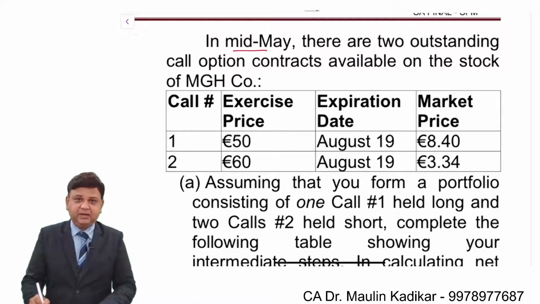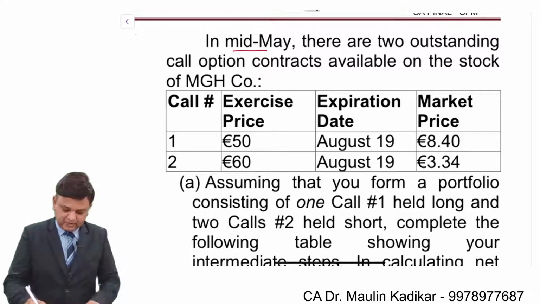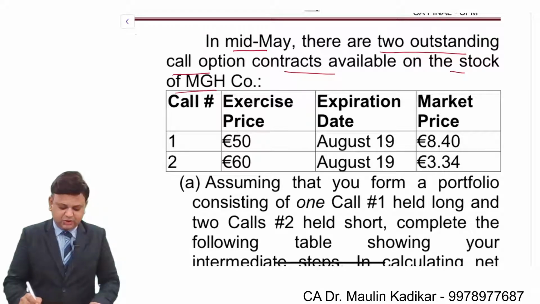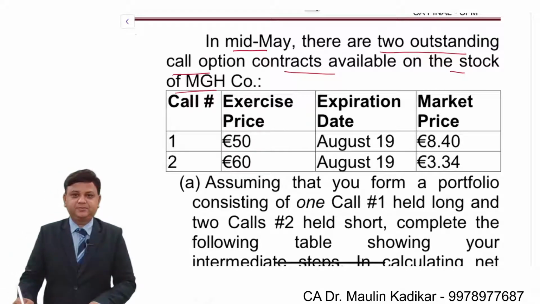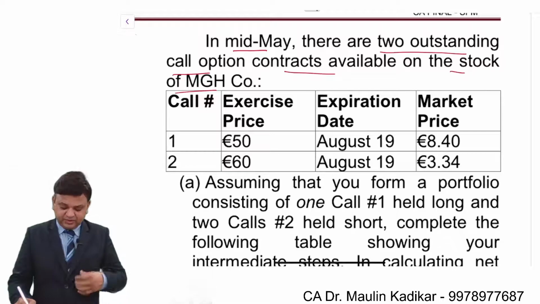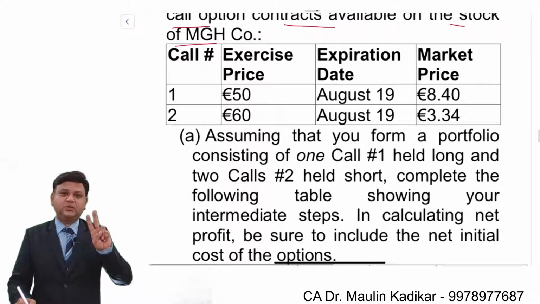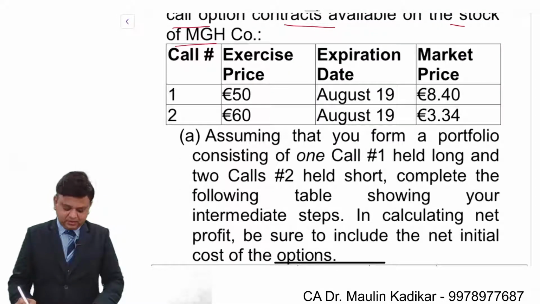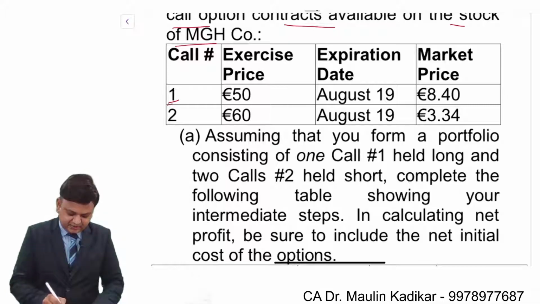In mid-May, there are two outstanding call option contracts available on the stock of MGH company. So information is provided to us. There are two call options which are there in the market. Call option number 1 and call option number 2.